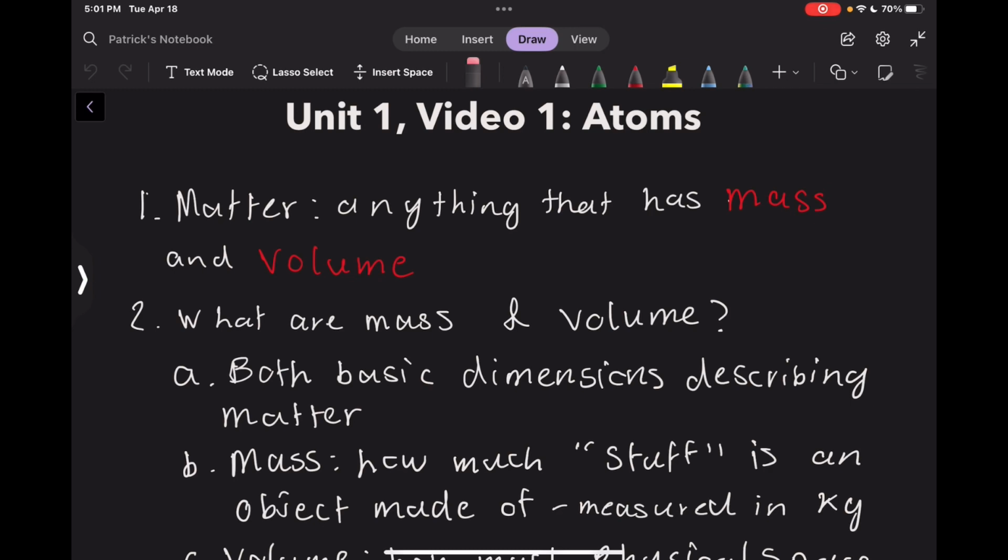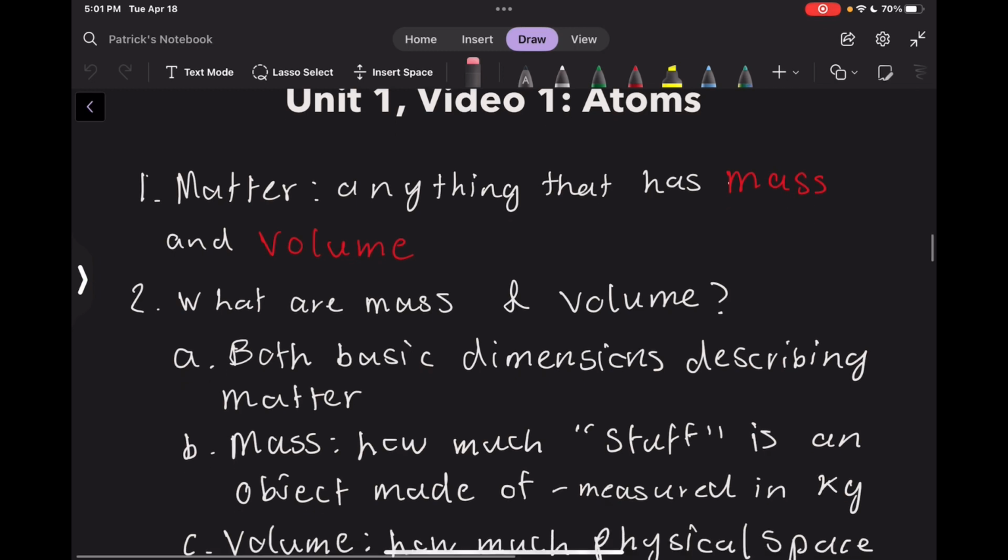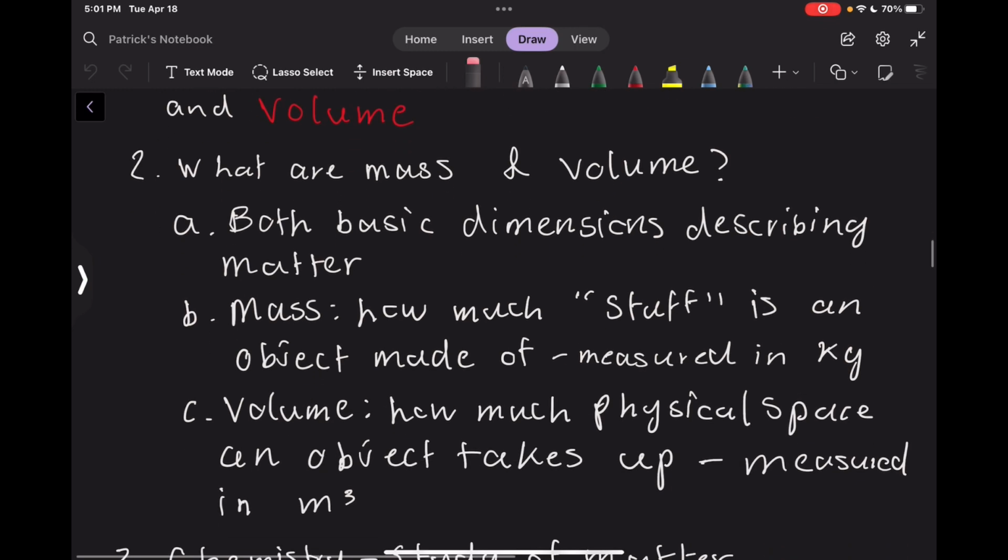So, what exactly are mass and volume? Mass essentially is a measure of how much stuff an object is made up of, and its unit is the kilogram, or kg. Volume, on the other hand, measures how much physical space an object takes up, and it is most commonly measured in cubic meters.